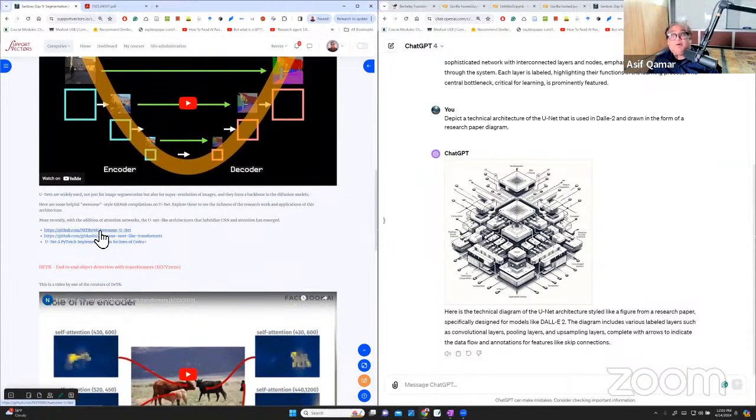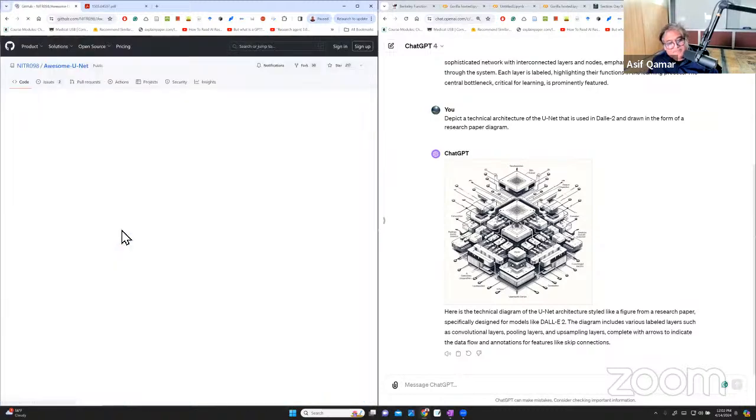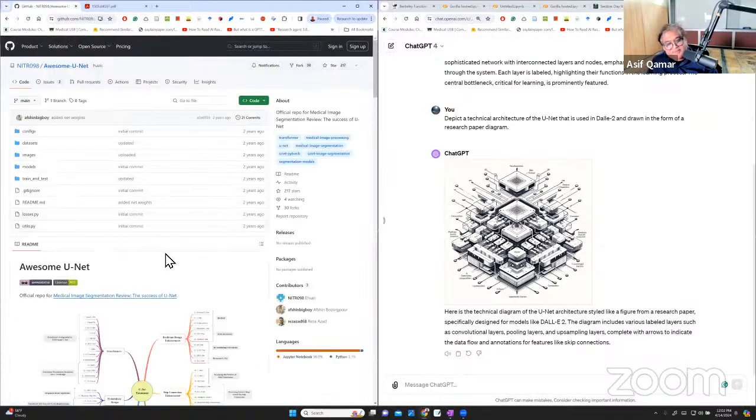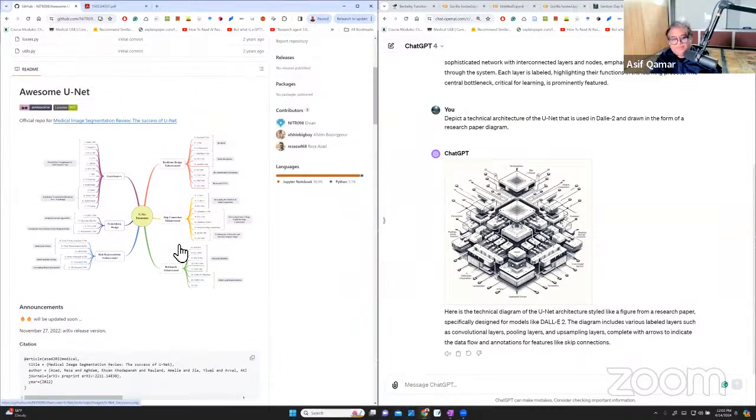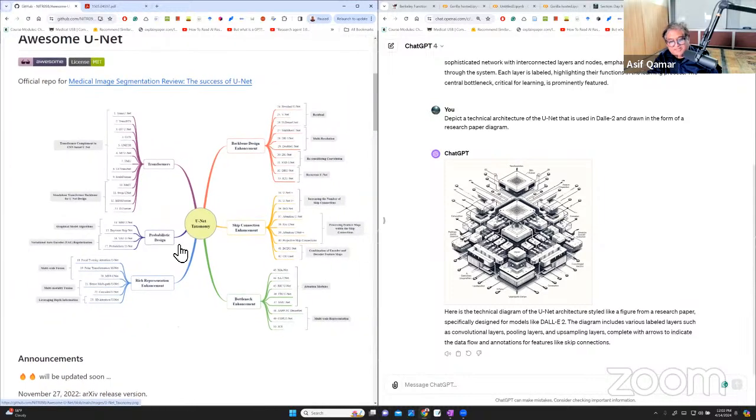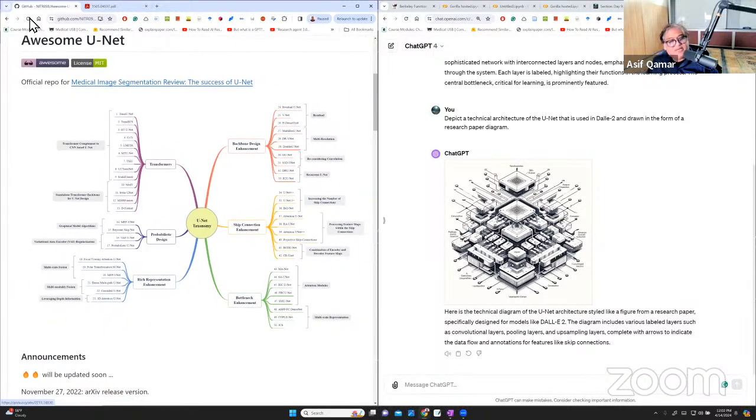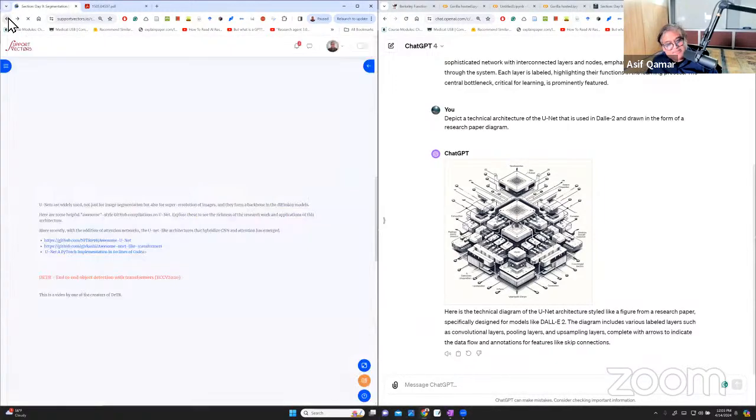Units have been very popular. In GitHub, there's a tradition to create compilations called awesome this, awesome that. There is an awesome unit here. As you can see, there's a vast variety of unit architectures that people have created. You can play around with that and see the richness of it.